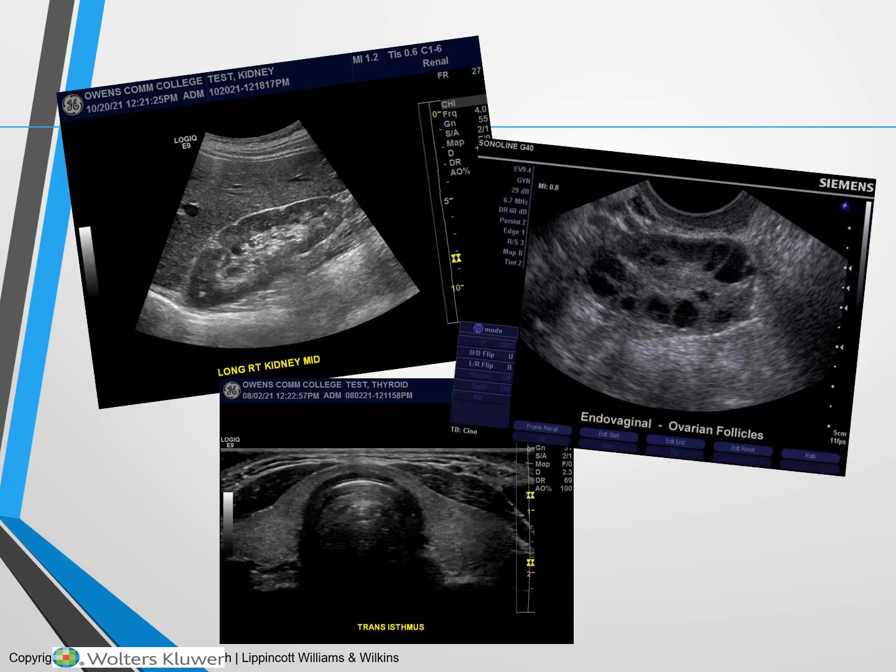Here are some images of typical scans that a diagnostic medical sonographer would complete. The first one here is an image of a kidney with the liver, so an abdominal scan. Here is a small part scan of the thyroid. You can see the soft tissue, the gray structure here, that's the thyroid. And then also an ovary. So this here is the ovary, and you can see ovarian follicles on this image. A diagnostic medical sonographer will be called upon to scan a wide variety of exams.